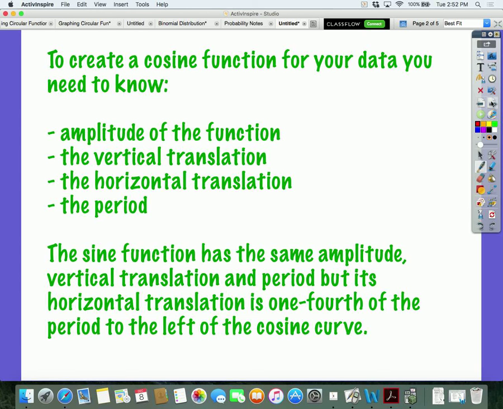So if it doesn't tell you how to write the function, it's usually a lot easier just to default to your cosine function. Okay? It's easier to default to your cosine function. However, if you have to write a sine one, just remember that everything else is the same: amplitude, vertical translation, the period, and then just the horizontal translation is 1/4 of your period to the left.